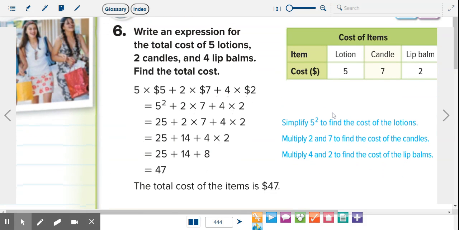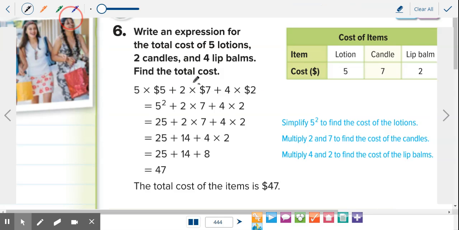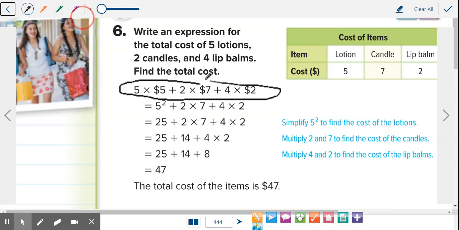All right, one last thing you're going to see. Number 6. It says write an expression for the total cost of 5 lotions, 2 candles, and 4 lip balms. Find the total cost. So they want you to actually write an expression out. Since you're trying to find the cost for 5 lotions, and I know that a lotion costs $5, we're going to do 5 times $5.